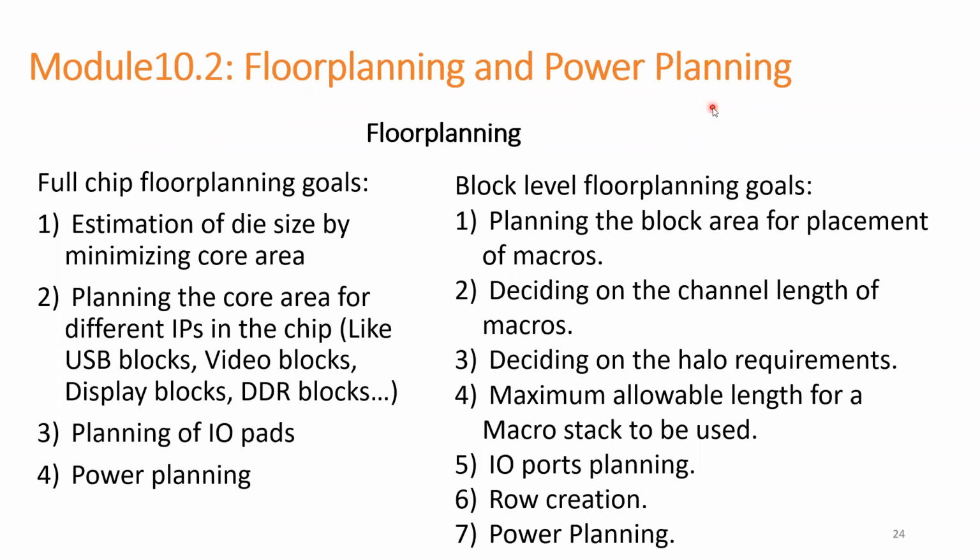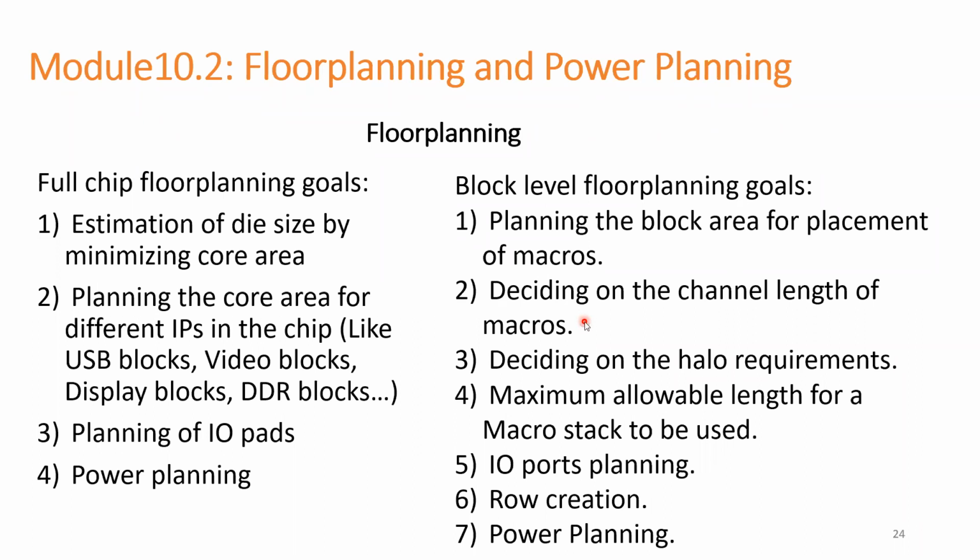So the goal of block level floor planning is to plan the block area for placement of macros. We need to place the macros in such a way that the core area is used well and the congestion is very less. The channel length also we need to decide properly between the macros, so that all the macro signals are routed properly without any congestion.